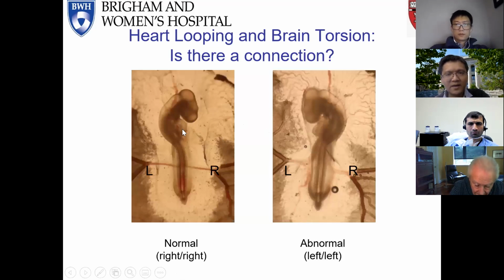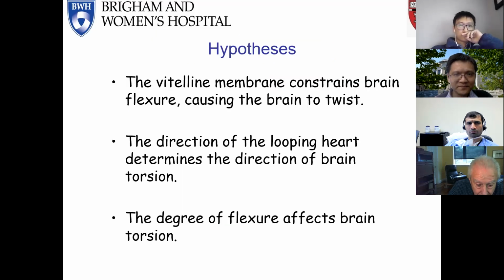And we found that the heart normally loops to the right-hand side. Occasionally it forms a loop that goes to the left-hand side, and then the embryo also twists leftwards. And so that leads us to conjecture that perhaps there's a correlation between the heart looping direction and brain torsion. So these are our hypotheses, and we'll talk about these first 2. And the third is that the degree of bending also affects the brain torsion.